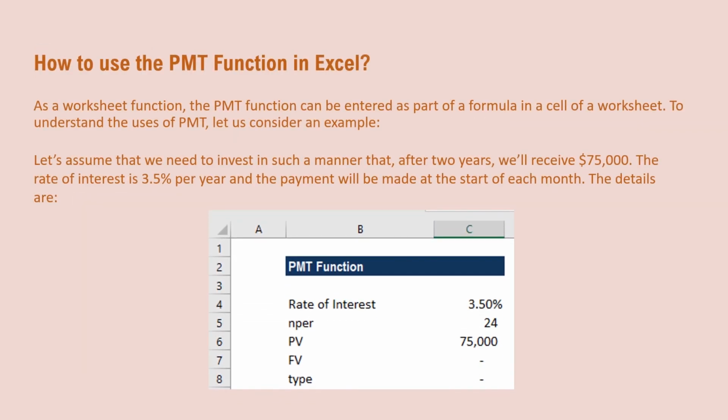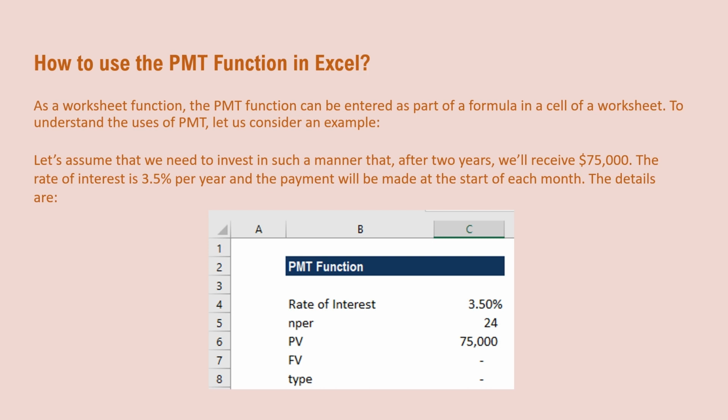So how to use the PMT function in Excel? As a worksheet function, the PMT function can be entered as part of a formula in a cell of a worksheet. To understand the uses of PMT, let us consider an example. Assume that we need to invest in such a manner that after 2 years we'll receive $75,000. The rate of interest is 3.5% per year, and the payment will be made at the start of each month.